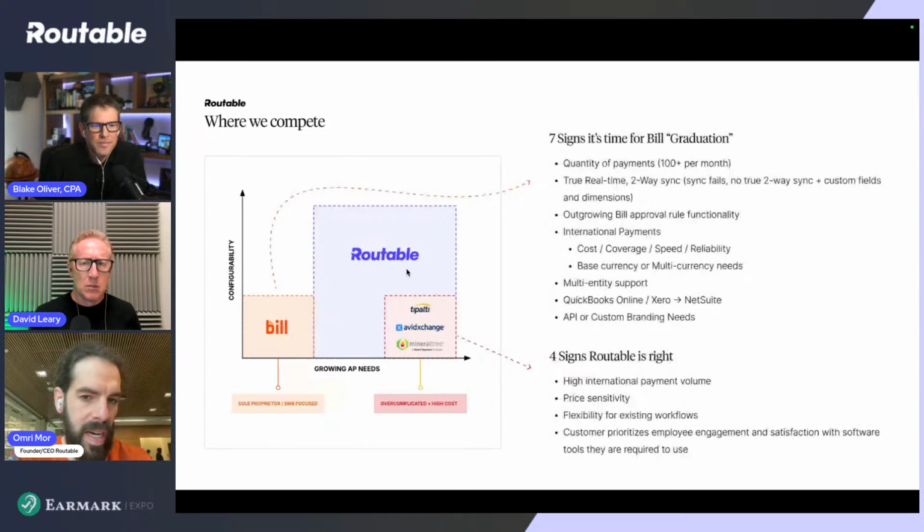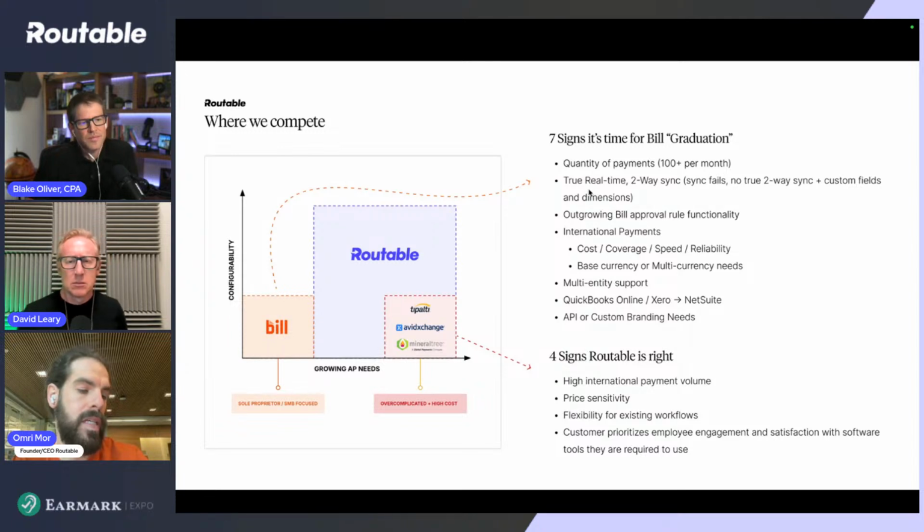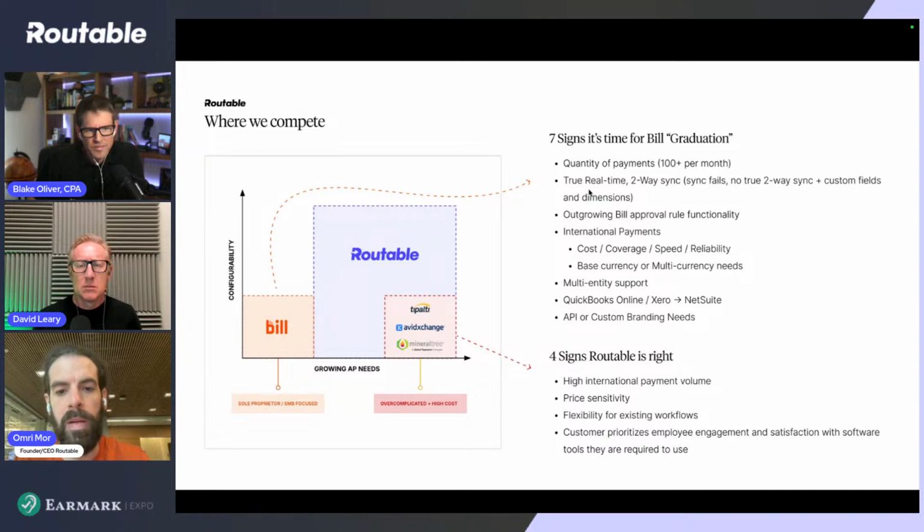And high level, we have 7 signs that it's right time to graduate from Bill.com. So we serve customers that can do anywhere from 100 bill payments a month to over 100,000 bill payments a month. Typically, we start recommending considering a graduation from Bill at about 100 to 250 bill payments per month. We hear that there's a need for better sync. We have a 99.8% sync success rate. That means that we only fail syncing data 0.2% of the time, and really part of that, needing more complexity in approval rules, and a bunch of other fun things.